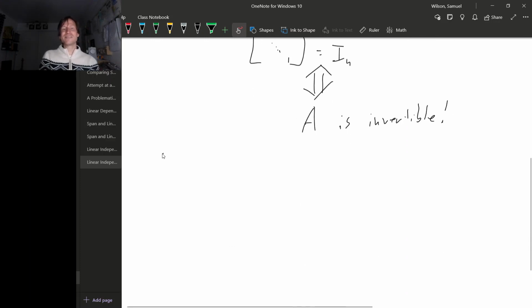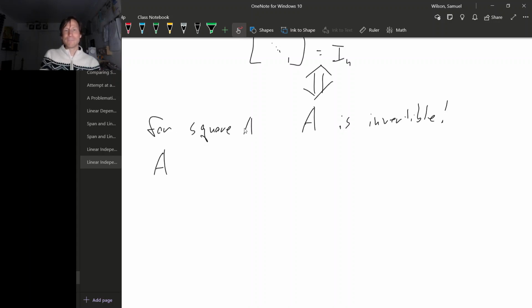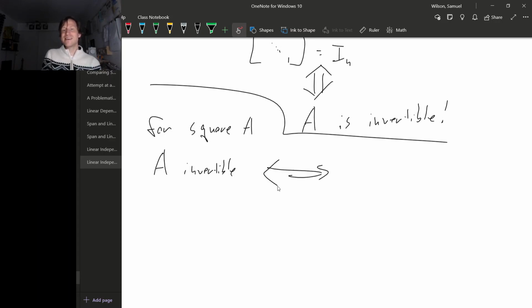So what we have here is an exact correspondence for square matrices. So this is for square matrices only. If we have a square matrix A, being invertible means exactly the same thing as the columns of A being linearly independent.